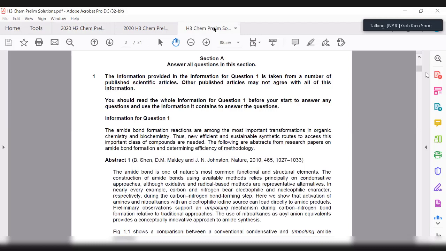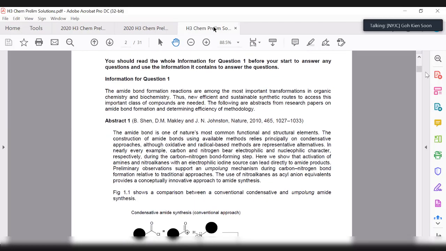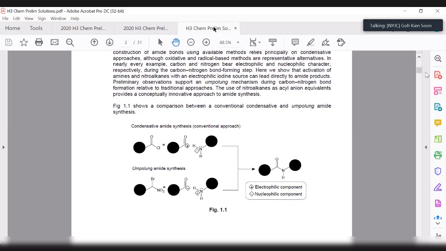What the students are learning in H2 is just using acyl chloride and an amine to form an amide. So I was thinking, maybe try something else, show them something else. So I went on to search online and found this paper from Nature in 2010, which is an unusual way of synthesizing amides through an umpolung reaction, which is to reverse the polarity.